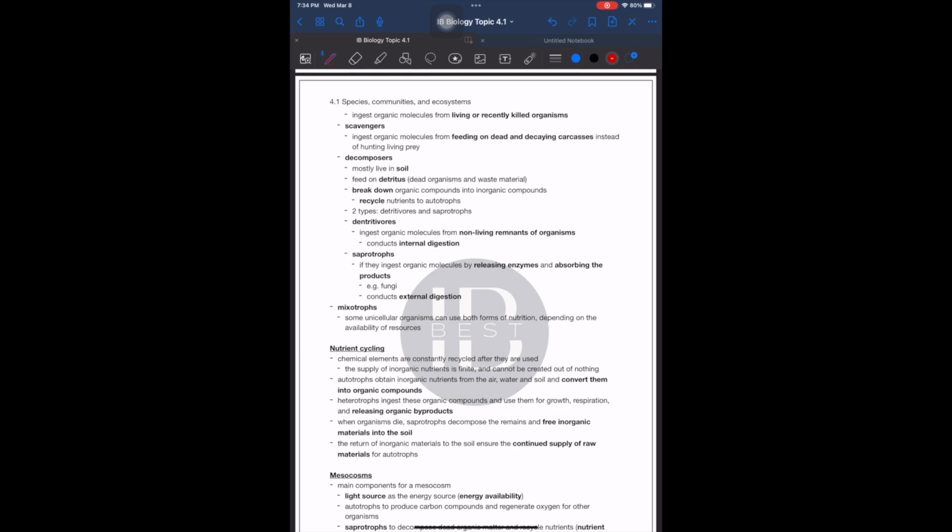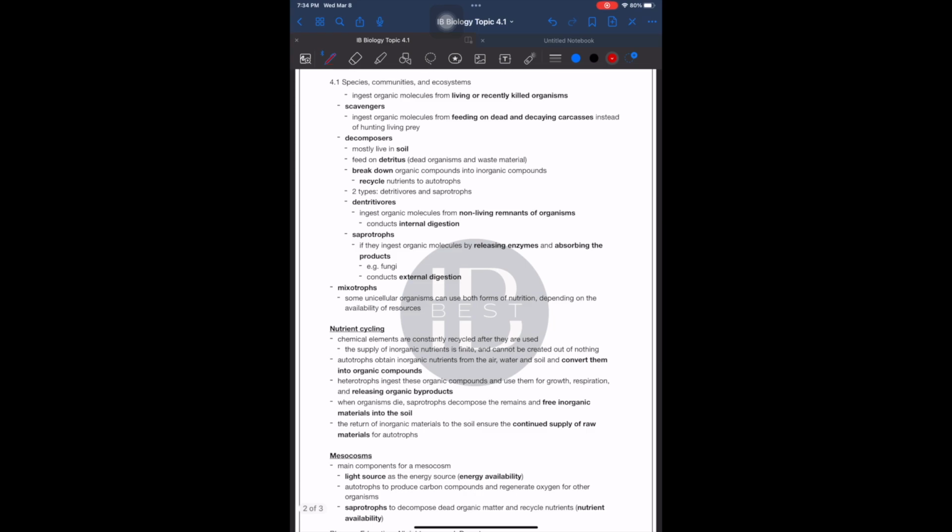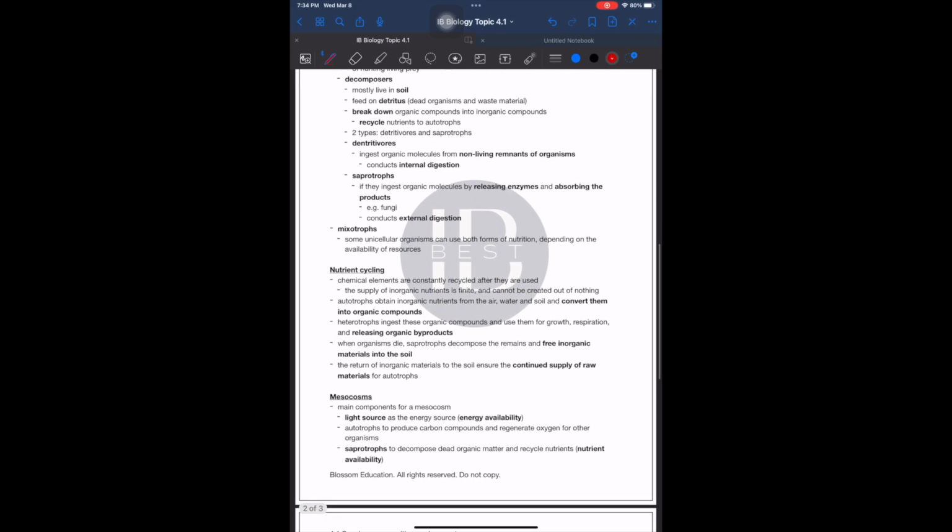This cycle begins with autotrophs obtaining the inorganic nutrients from the air, water, as well as the soil, and then they convert it into an organic compound. Heterotrophs would then ingest this organic compound and use it for growth and respiration, and in turn release organic byproducts. When the organisms die, the saprotrophs would decompose the remains from the dead heterotroph, and they would free up inorganic materials into the soil. The return of these inorganic materials into the soil ensures that the autotrophs have a continuous supply of raw materials. Therefore, they would be able to build up more organic compounds, and the cycle begins anew.